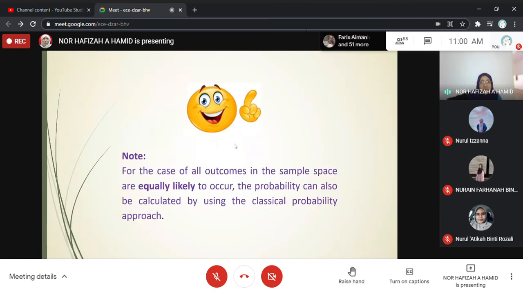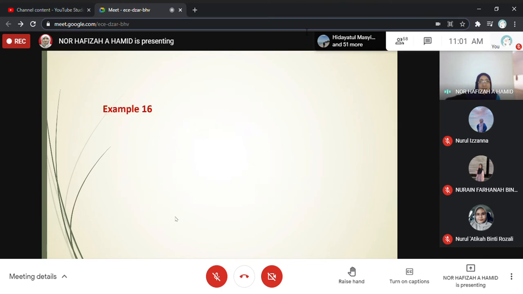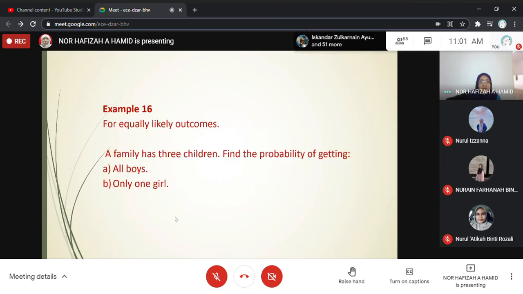So for the case of all outcomes in the sample space are equally likely to occur. So equally likely to occur ni yang classical probability tu. Maknanya every outcomes probability is equal. So the probability can also be calculated using classical probability approach. Okay, ataupun you boleh pakai tree diagram juga. Maknanya example 16. So for equally likely outcomes, ni example of the classical. So classical probabilities. Okay, sebab you punya outcomes tu, probability for every outcomes tu is equal.